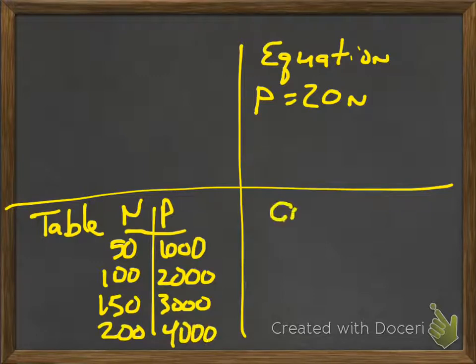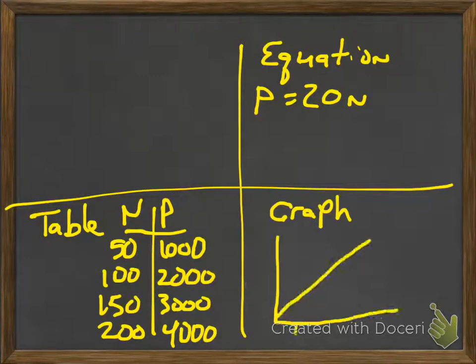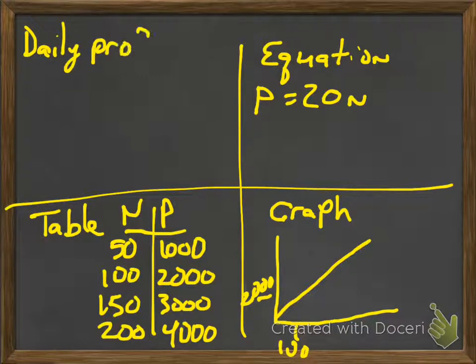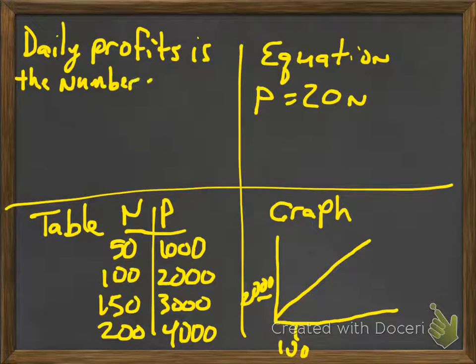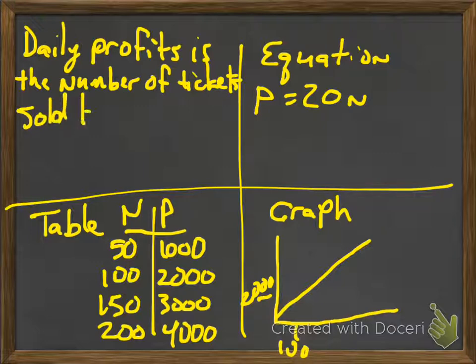Then you might have a graph, and I'm just going to do a rough graph here, but you can get the idea. Let's say there was 100 and there was 2,000 right around there. And then you need to verbally describe it. Okay, so the daily profits for an amusement park is determined by the number of tickets sold times 20. Because maybe they get $20 of profit per ticket. So this would be tying them all in. You've got all the different representations: a verbal representation, an equation representation, a table representation, and a graphing representation. So you've got all four types of representations there.